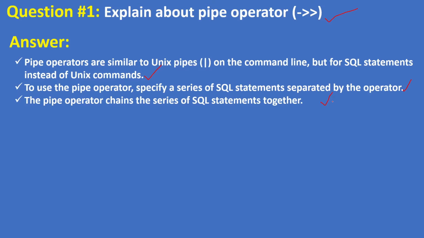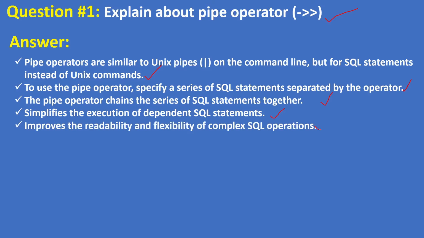This greatly simplifies the execution of dependent SQL statements, making your code cleaner and often more efficient. It improves the readability and flexibility of complex SQL operations, allowing you to express multi-step data flows more concisely. It effectively chains SQL statements together. The most common use case is when you want to perform operations on the result of a previous query without needing to store that result in a temporary table or variable explicitly.